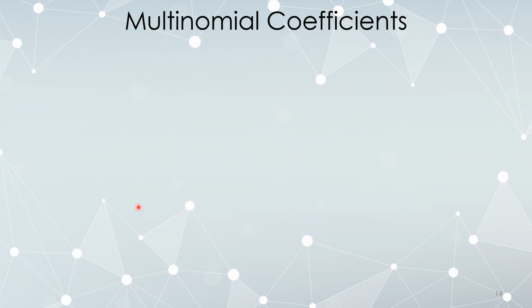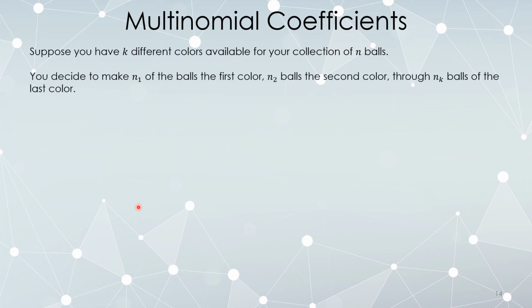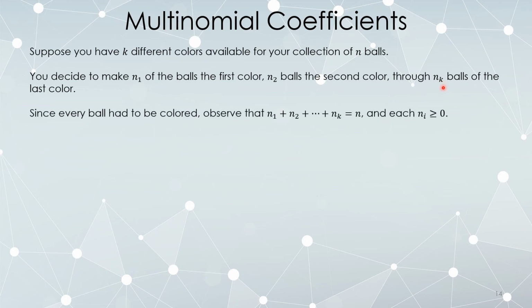Related to the study of binomial coefficients are something called multinomial coefficients. Suppose you have k different colors. I have n balls, and they are of various colors. Maybe I have 5 colors: red, green, blue, white, and black. I decide to make some of the balls the first color, some of them the second, and so forth, up until however many of the balls are the last color. Since every ball has to have a color, the number of balls of the first color plus the number of balls of the second, and so on, if I add them all up, has to account for all of the balls. Also, the number of balls of a given color can't be negative.